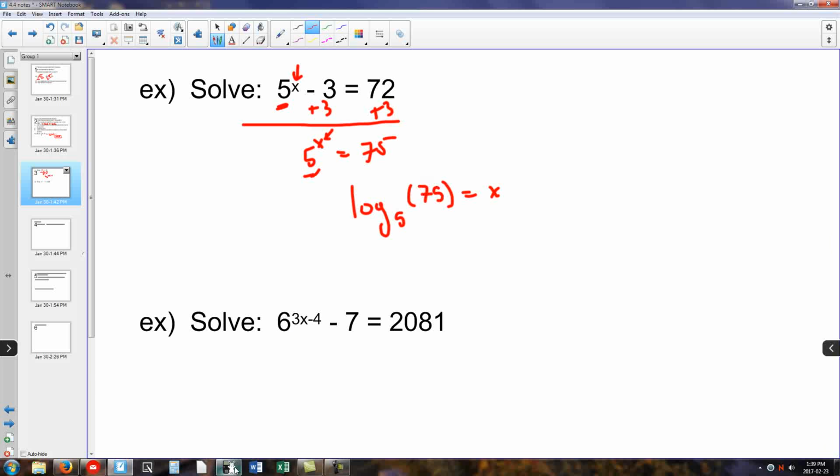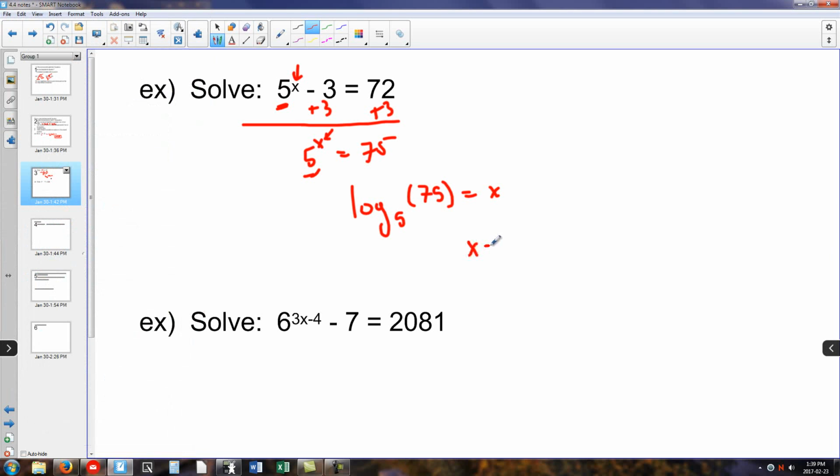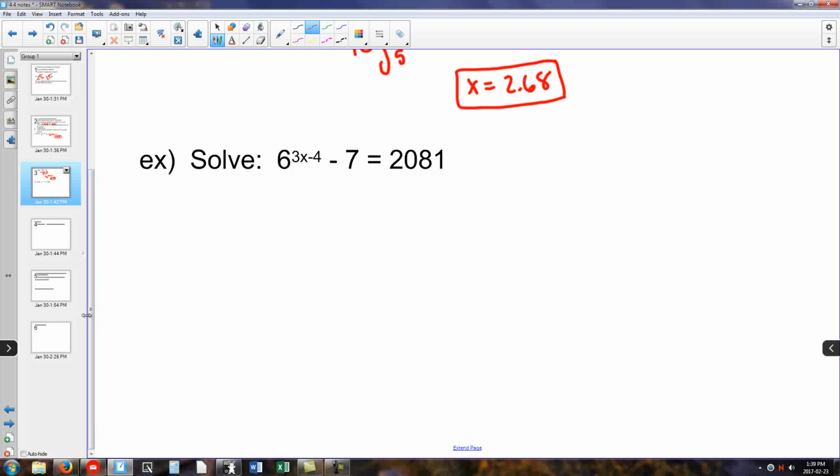So I go back to my calculator. I might even just scroll up here and edit this to a 5 and this to a 75. Hit enter, and I'm going to get 2.68. X equals 2.68. Pretty straightforward, but these little things like the minus 3, they're really crucial we get them out of the way. And this question actually looks way more complicated, but let's keep a couple things in mind. There's our base. And this whole thing is the exponent, okay?